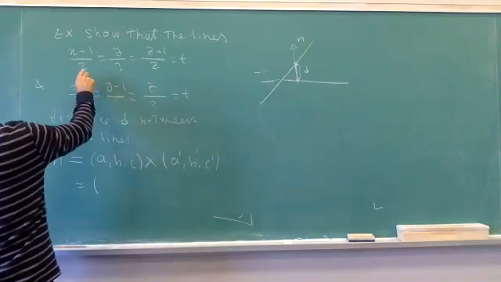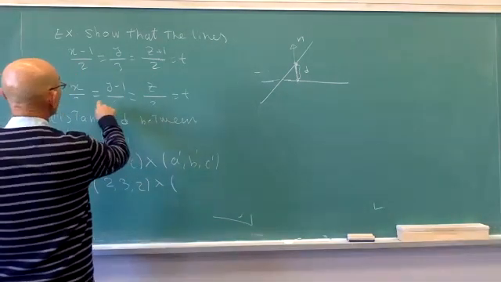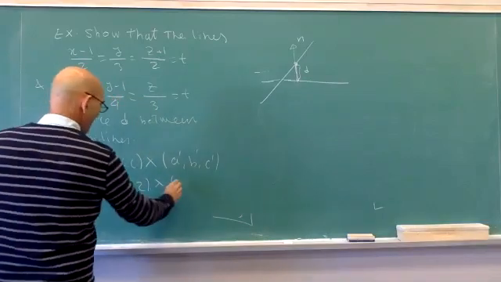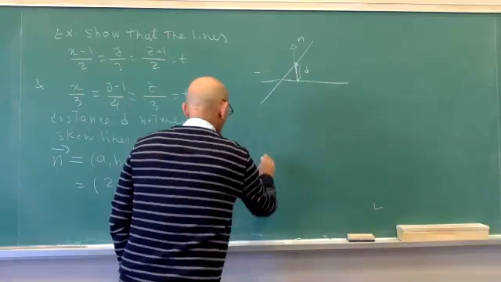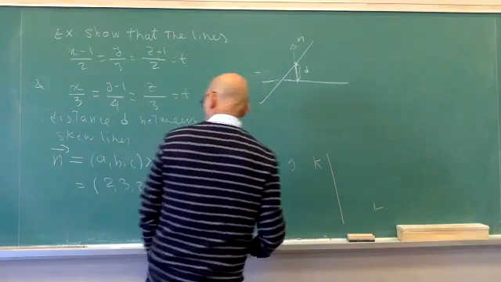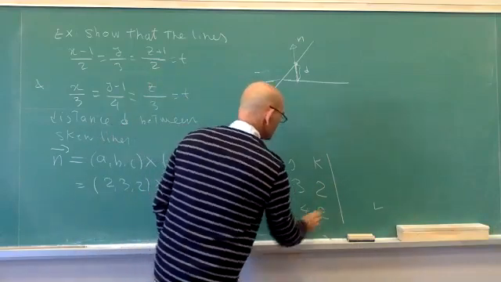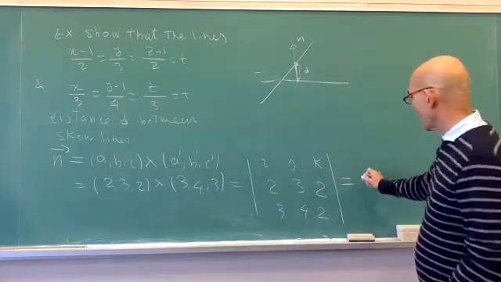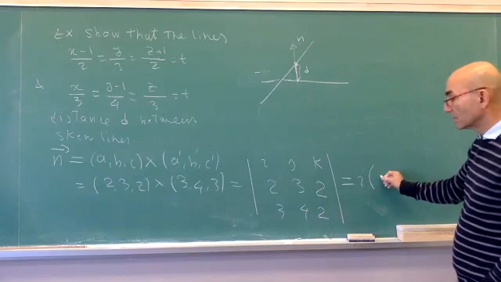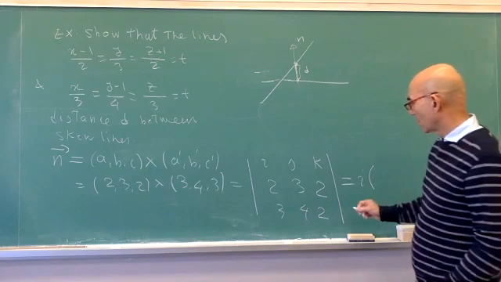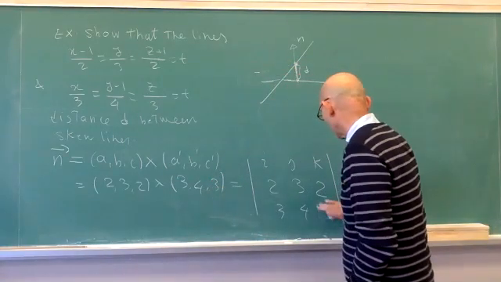In this case, it's easy: this is 2, 3, 2 cross 3, 4, 3. So let's do the cross. I, J, K, and then 2, 3, 2, and then 3, 4, 3. That's equal to I times 6 minus 8, which is negative 2. The last line should be 3, 4, 3, the last row of the determinant. Oh, 3, right. Very good, thank you.